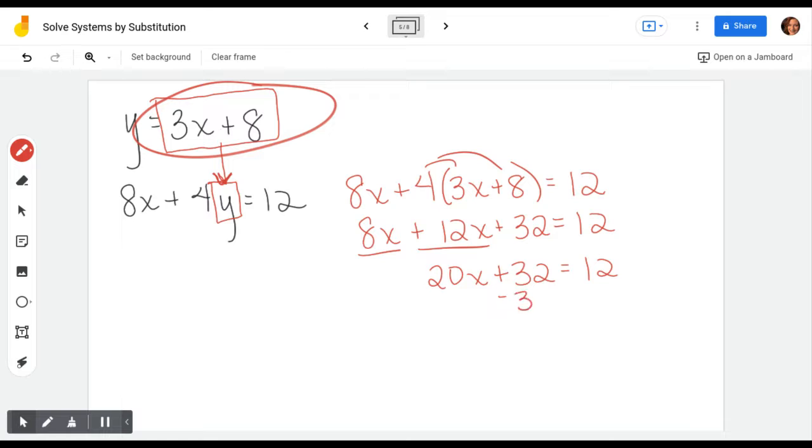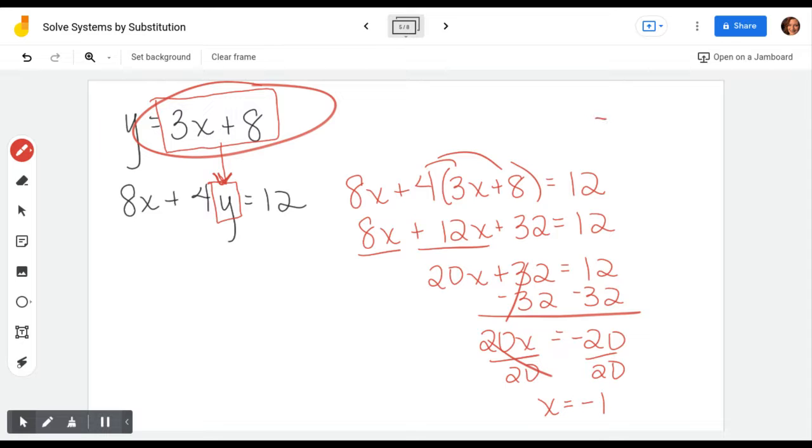I'm going to subtract the 32, and that leaves me with 20x equals negative 20. I'm going to divide both sides by 20, and I find out that x has to be negative 1. There's the first part of my solution. Now to get the second part, I need to solve for y. You can plug it into either equation, but it makes so much more sense to me to plug it into the first because I want to know what y equals, and that already says y equals.